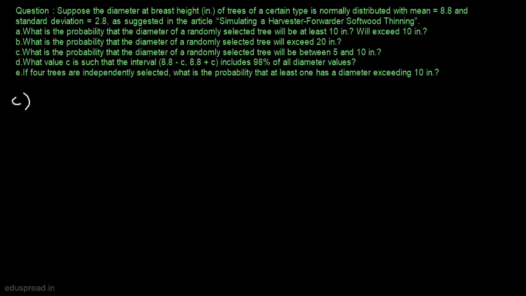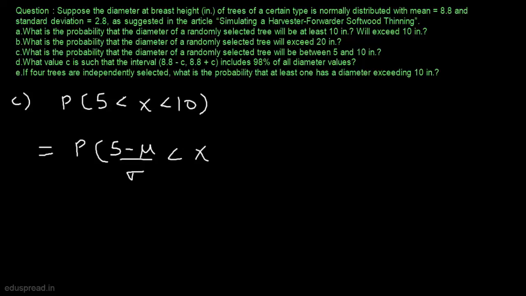In part C, we have to find the probability that the diameter of a randomly selected tree will be between 5 and 10 inches. So that means we have to find the probability that X is greater than 5 and less than 10. So now we can normalize it and we can write this is equivalent to saying that we have to find the probability that (X minus mu) divided by standard deviation is greater than (5 minus mu) divided by sigma and is less than (10 minus mu) divided by sigma. And this is equal to, we can substitute the value of mean and standard deviation.